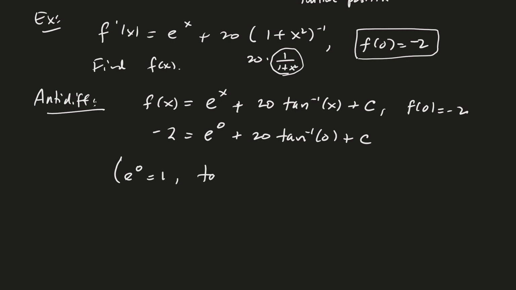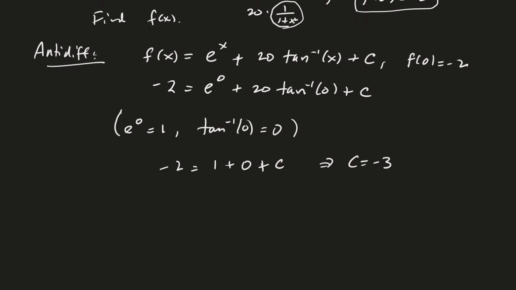And what's the inverse tangent of 0? Well, that's the angle whose tangent is 0. Do you remember if the tangent goes through the origin? It does, and so this is 0. And so plugging those in, you have minus 2 equals 1 plus 0 plus c. And so it looks like c is minus 3.